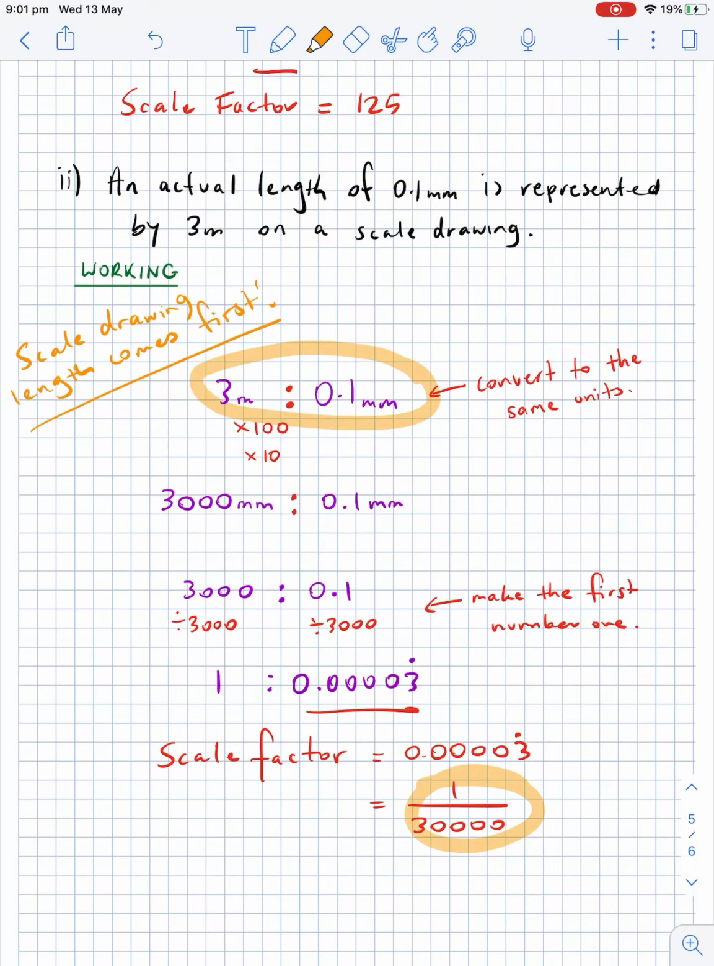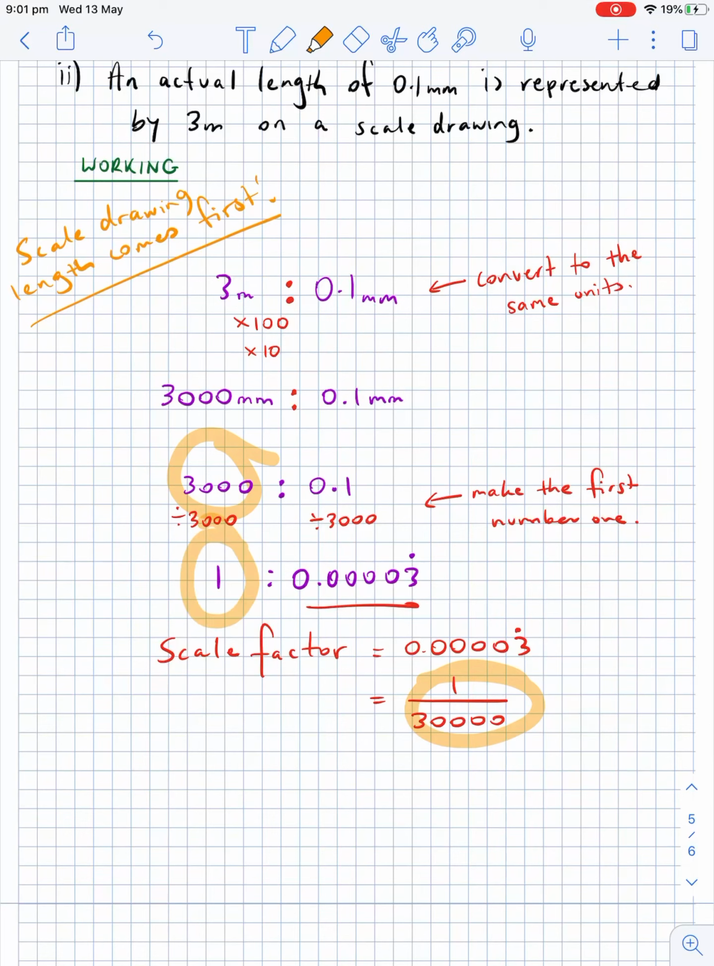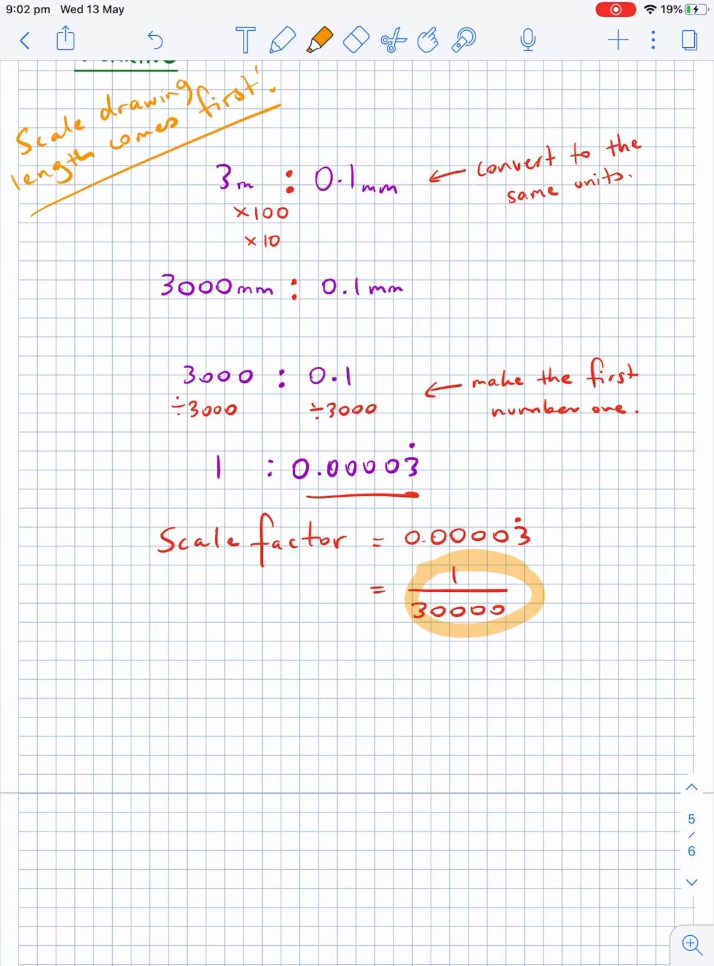And now we've got to make these units the same. So change your 3 metres so it becomes millimetres as well. That becomes 3,000 millimetres and 0.1 millimetres over here. We need this first number of 3,000 to become a 1, so we're going to divide both of these numbers by 3,000. 0.1 divided by 3,000 becomes extremely small, 0.00003 recurring. And I can convert that to a fraction form, which is a little bit nicer, because this is our second number and we want it to be in as nice a form as possible. That's 1 over 30,000. That is your scale factor.